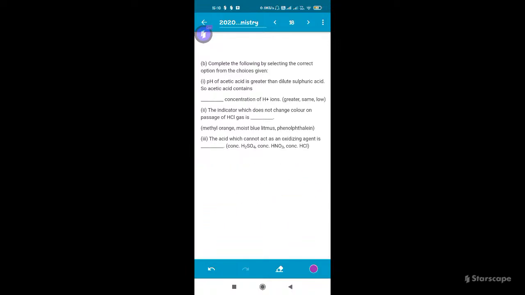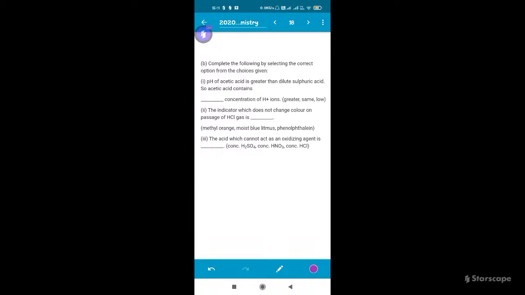Now let's move on to another question. Again we have a fill in the blanks and MCQ sort of a question. Let's see. The pH of acetic acid is greater than dilute sulfuric acid. So acetic acid contains dash concentration of H+ ions, whether it will be greater, same or low.